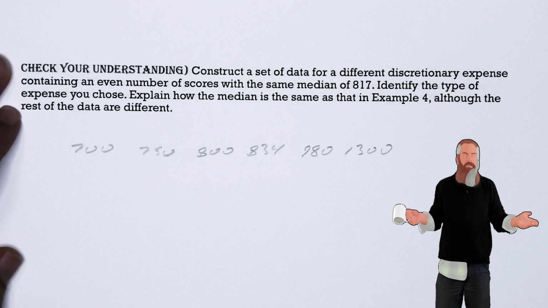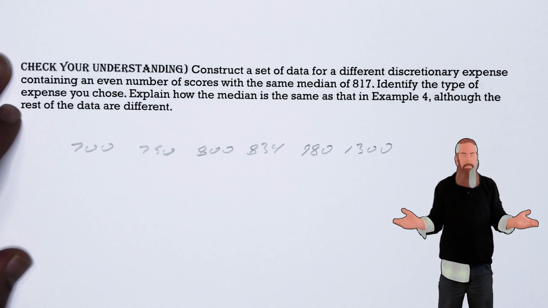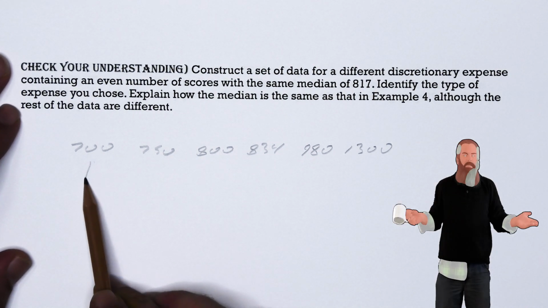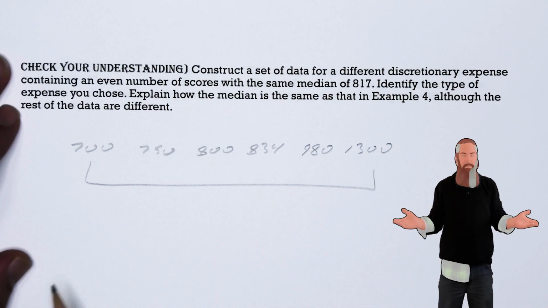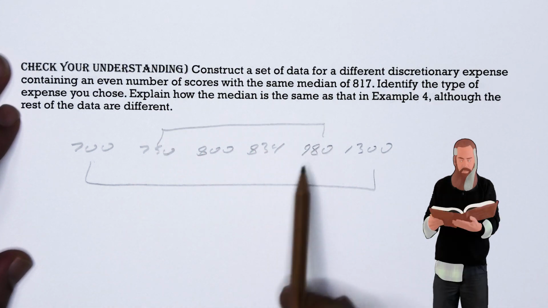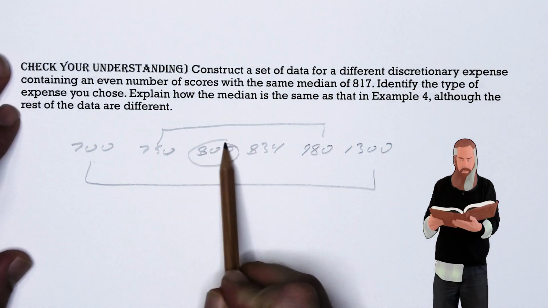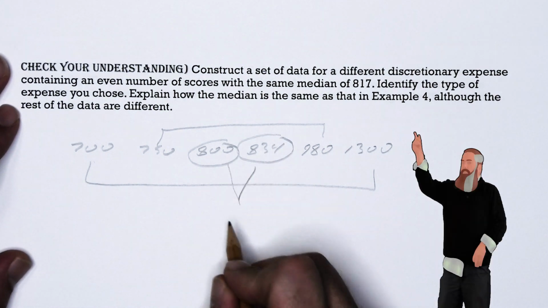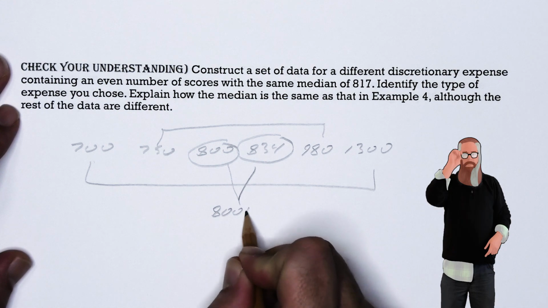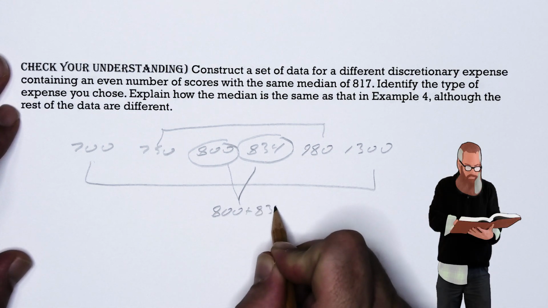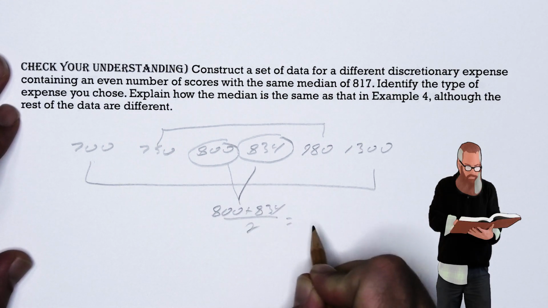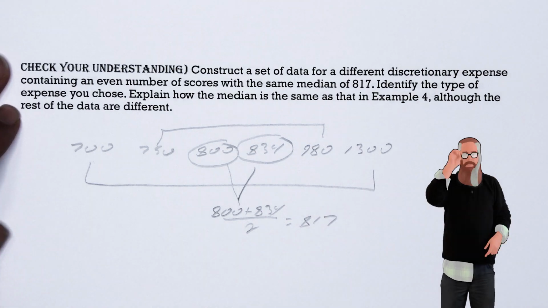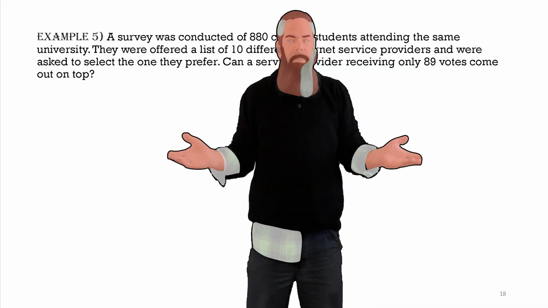The cost of a particular computer tablet at 6 different stores are $700 and the $1,300 at the end, $750 and the $980 at the end. We're left with $800 and $832 or $834 in the middle. When we add these together and divide by 2, we get 817.